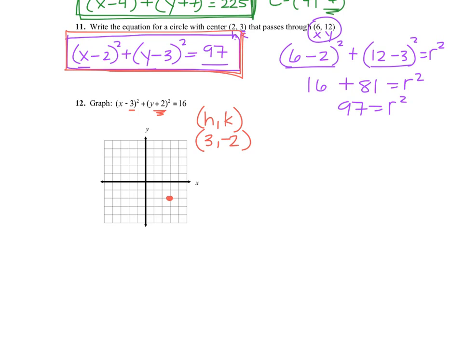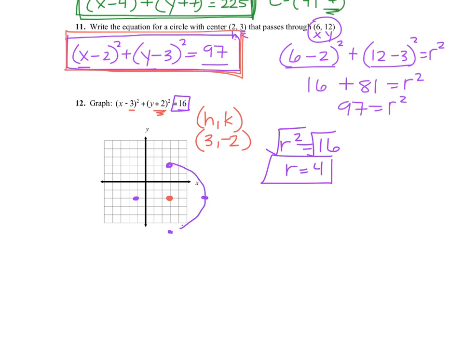Okay. Your radius, if this is r squared, then when you take the square root of that, your radius is going to be 4. So I'm going to go up 4 and left 4 and down 4 and to the right 4, and then just freehand that as best you can. Make sure it's a circle, not a square, right? You want to make your edges rounded.